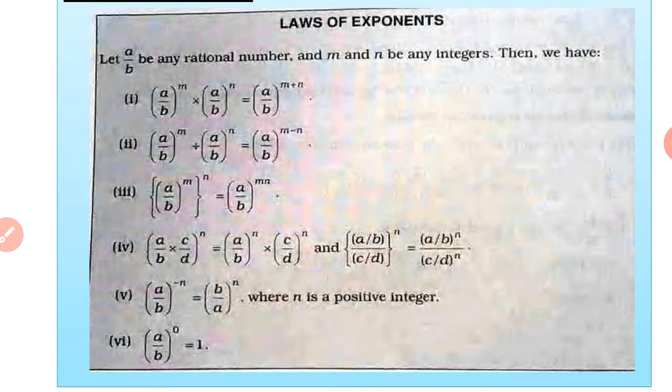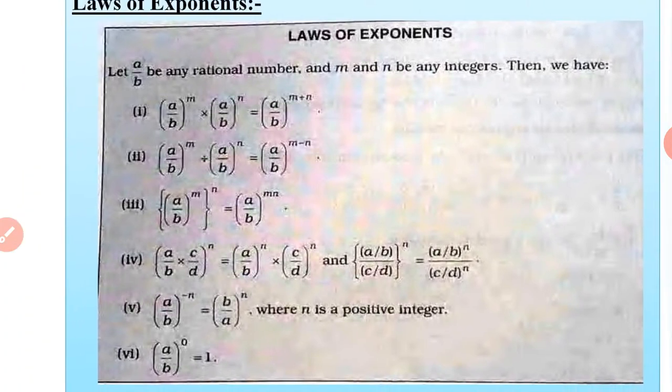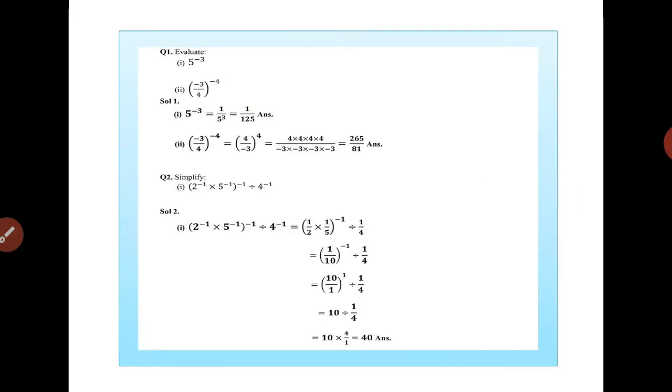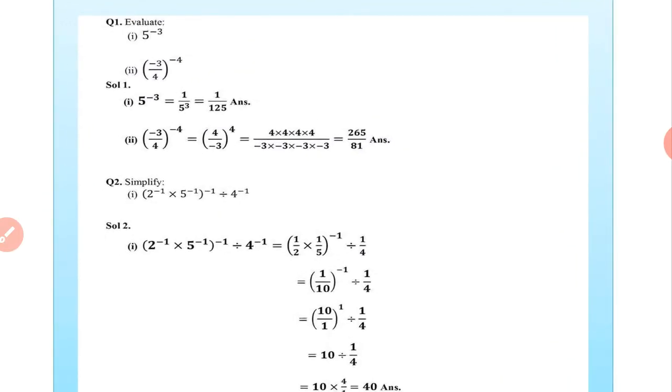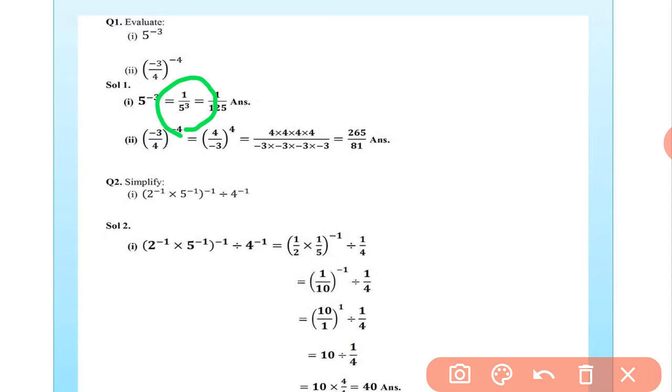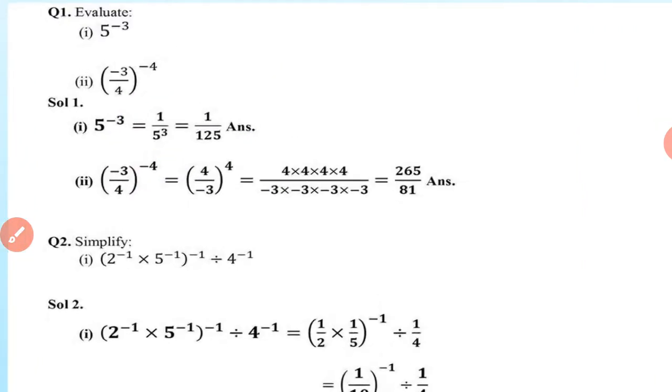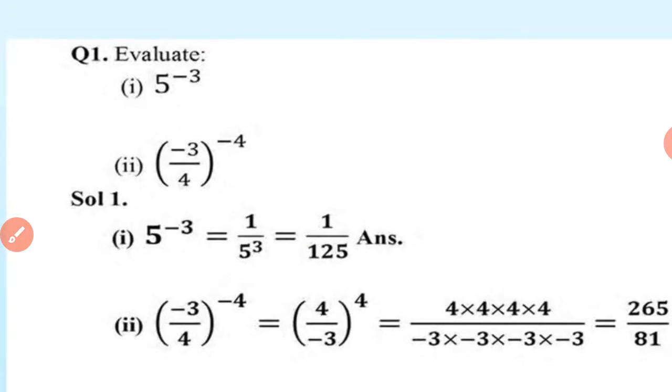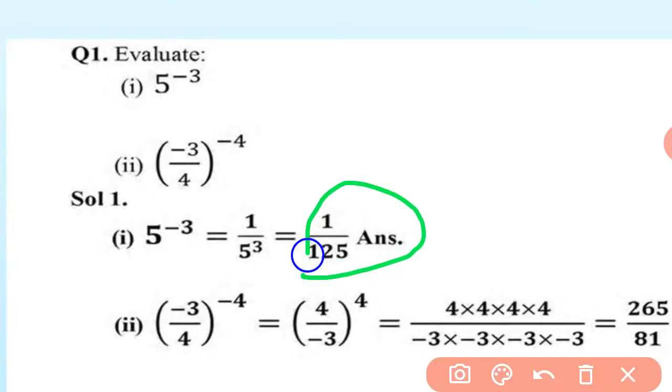So there are some questions on the basis of these exponents. See question number 1. Here you have to evaluate: (−5)^(−3), and second is (−3/4)^(−4). See its first part, that is 5^(−3). We can write it in this way, 1/5^3. So it will be equal to 1/125, so we can write it as 1/125.